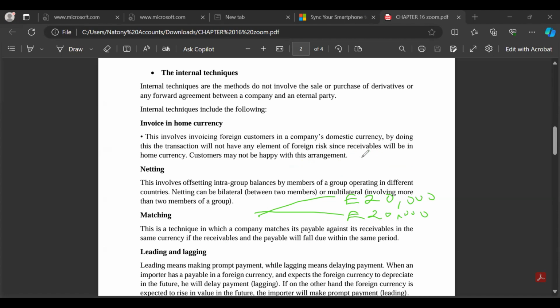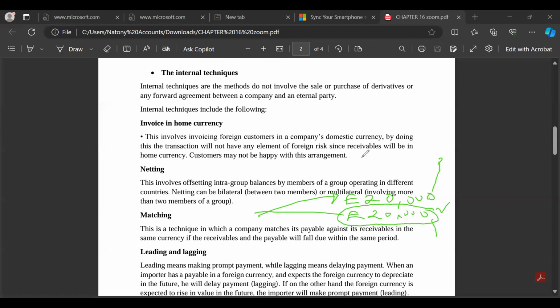The company does not need to be bothered about the payable or the receivable. For the payable, the company would be troubled that it will need more of the local currency to buy the pound when this amount falls due. Since the company has a receivable in that currency, it will not need to buy the pound. The company will simply settle the payable with this receivable of 20,000 pounds sterling.